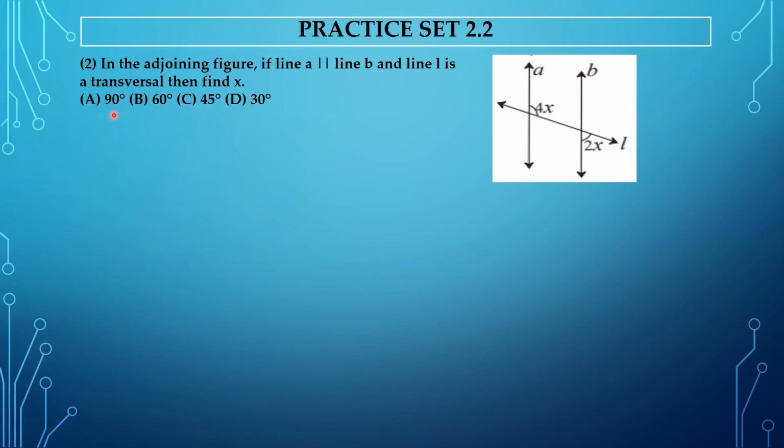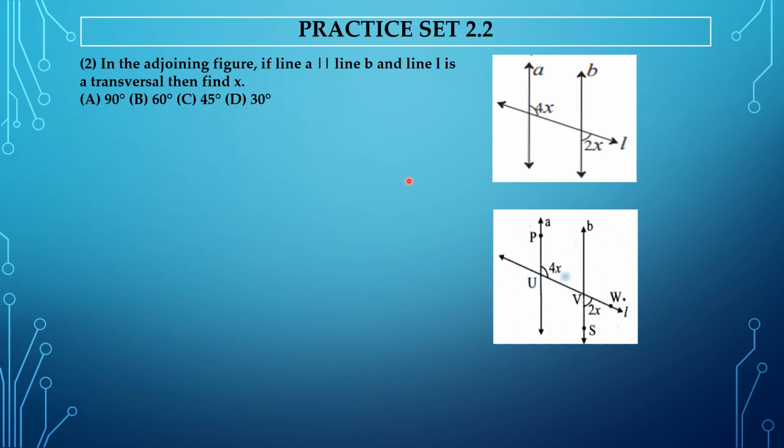The options given are: A, 90 degrees; B, 60 degrees; C, 45 degrees; and D, 30 degrees. So what is the value of x? Let's find out. Now, before that, you have to put certain points in the figure.